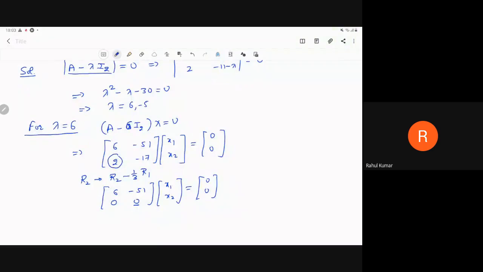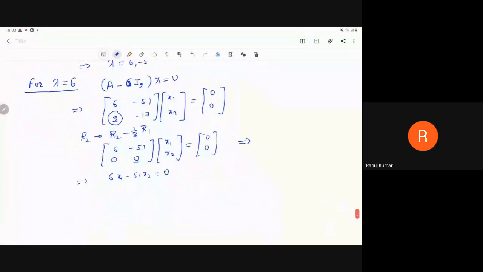All right. So what is the reduced equation? Let me write here. Only one equation you are left with: 6x1 minus 51x2 equal to 0. One equation, two variables. Assume one variable as a. Say x2 equal to a. Doesn't matter. You can assume x1 as a or x2 as a. So what is x1 then? 51 by 6 a means 17 by 2 a. Correct?